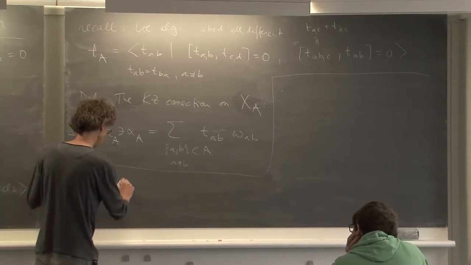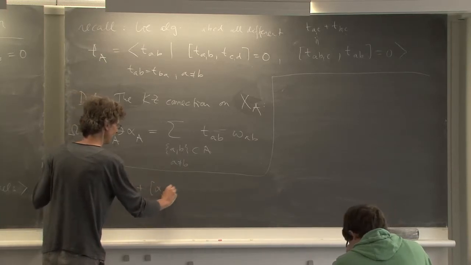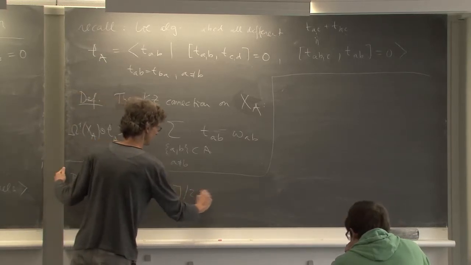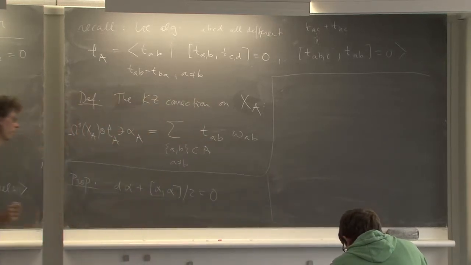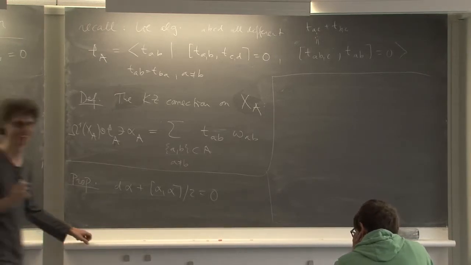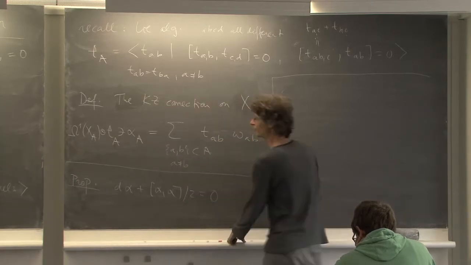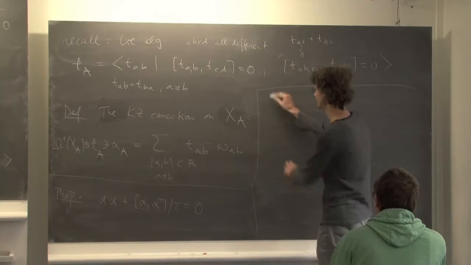Proposition: d alpha plus alpha wedge alpha divided by 2 is equal to 0. And how does one prove it? One just plugs it in and computes it. But this time I will actually do it, because it's possibly easier than that one. I don't know, for some reason I will do it. So, proof.